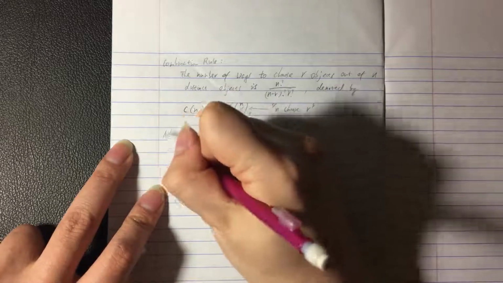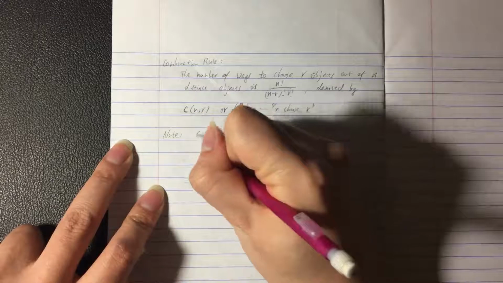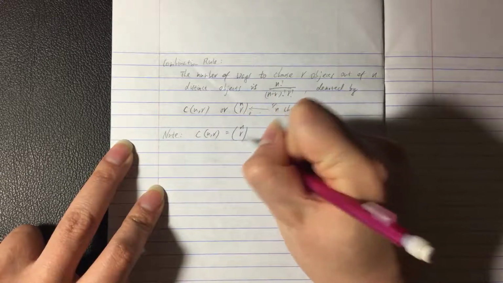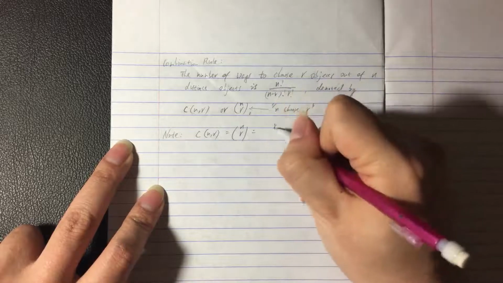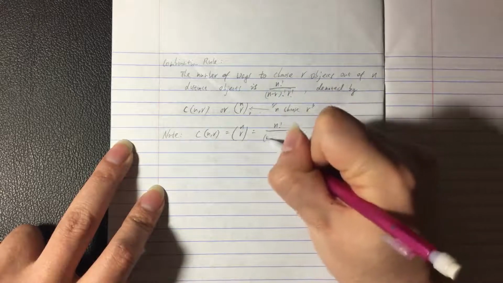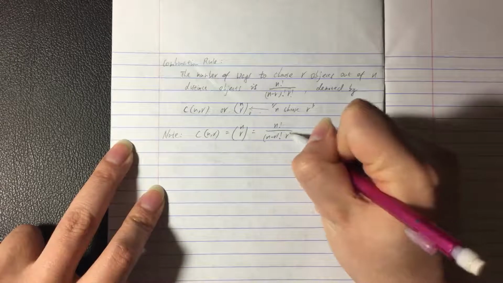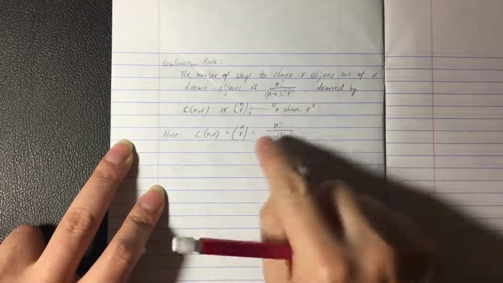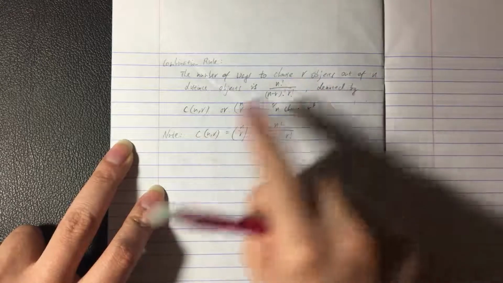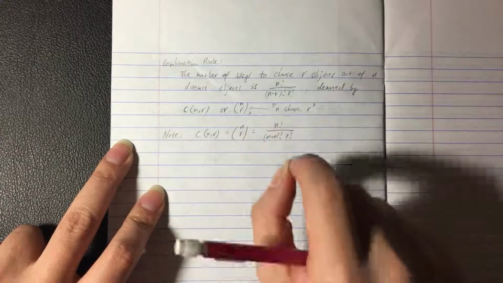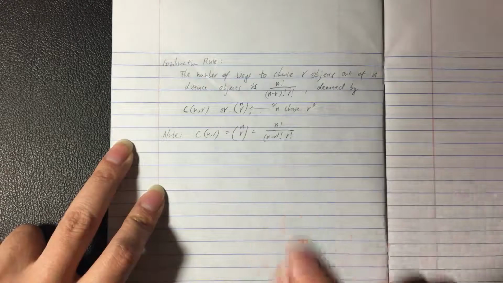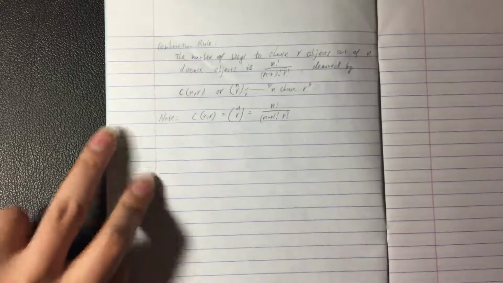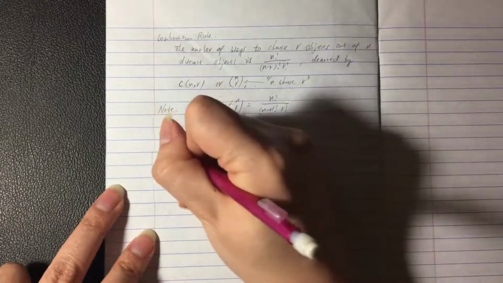So keep this idea in mind. C(n, r) is the same as n choose r, the same as n factorial over n minus r factorial times r factorial. It represents the number of ways of choosing r objects out of n, where the order in the collection doesn't matter. Let's look at a simple example first.